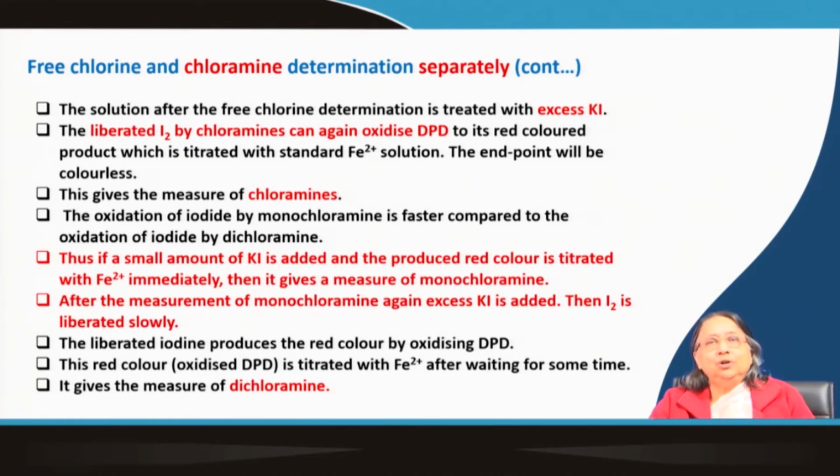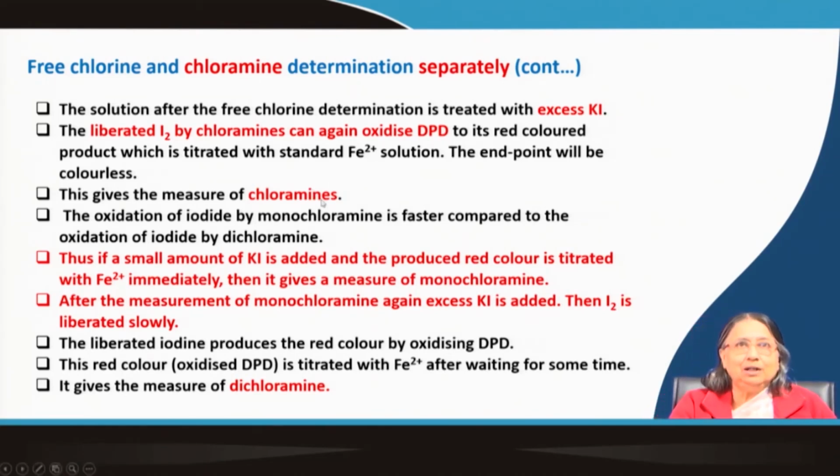Now, if there is monochloramine and dichloramine both, then how can you determine? It is giving total chloramine, but if you want to do the estimation of monochloramine and dichloramine separately, then what you will do? Again kinetics is coming. Thus, if a small amount of KI is added and the product produced red color is titrated with Fe2 plus immediately, then it gives a measure of monochloramine. Why? I will tell you.